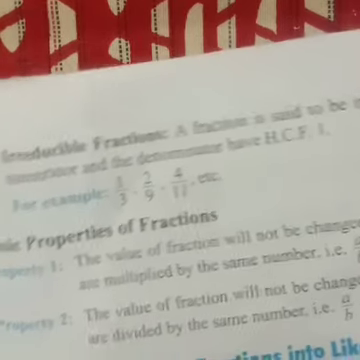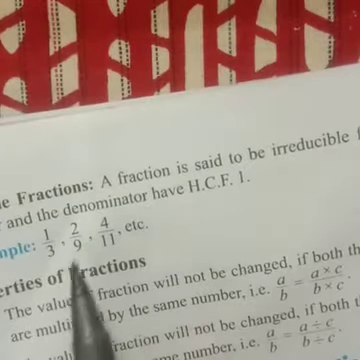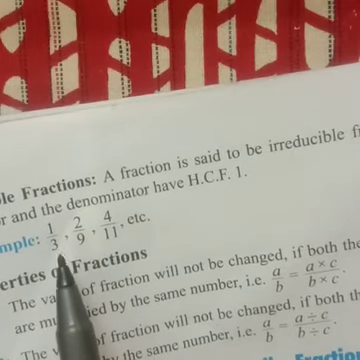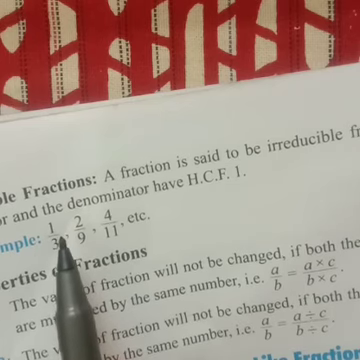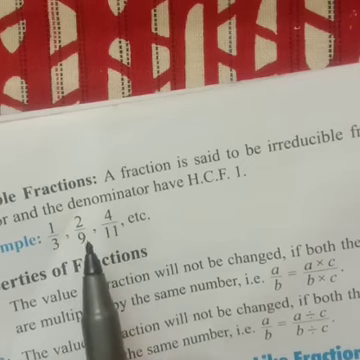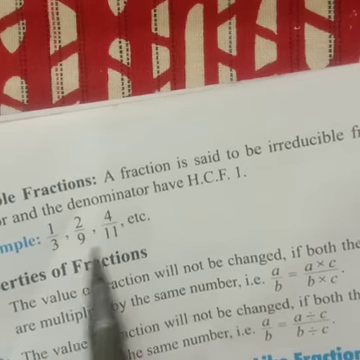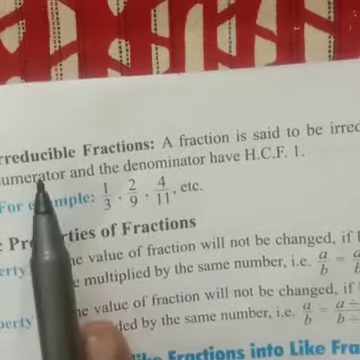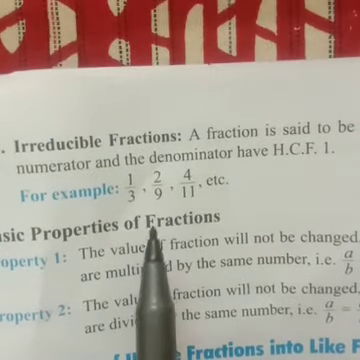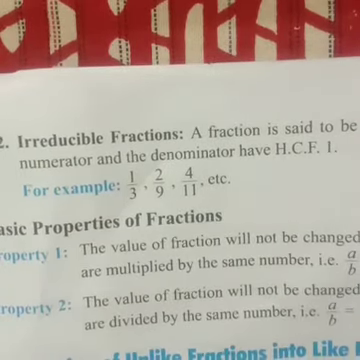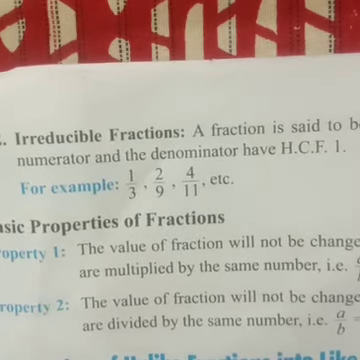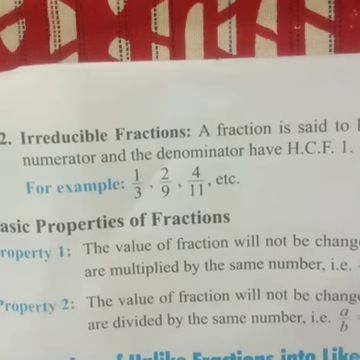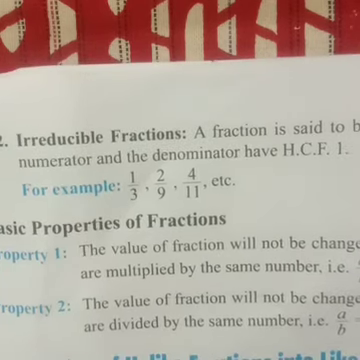Irreducible fractions mean you can't cut out. Numerator and denominator have common HCF 1 only. Okay, 1 and 3, HCF 1, 2 and 9, HCF 1. This type of fractions we are calling irreducible fractions. Rest of the concepts that you studied in rational numbers, the same we will follow in fractions also. Okay, we will start the exercise.